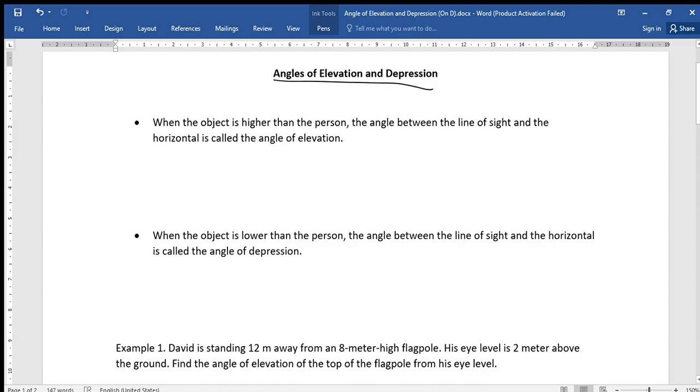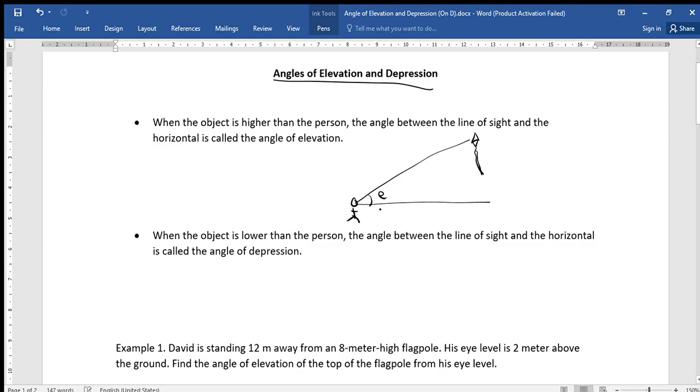Okay po? So kung ito yung tao, ayusin natin. Pangit yung tao. Ito yung tao. Ngayon, may tinitingnan siya sa taas. Kunwari, kite. Okay, ito yung kite. Lumilipad. Okay? Yung angle daw between the line of sight, technically ito yung line of sight niya kasi tinitingnan niya nga. Tapos daw yung horizontal, ang tawag natin sa angle na to is angle of elevation.